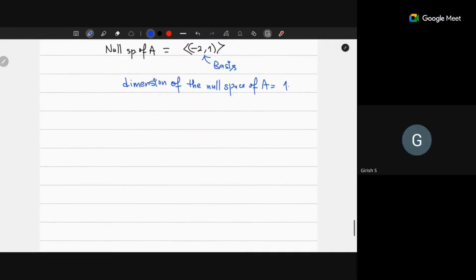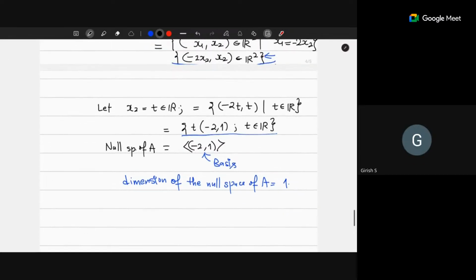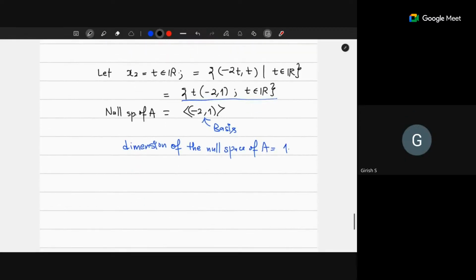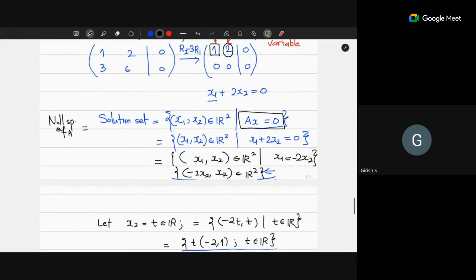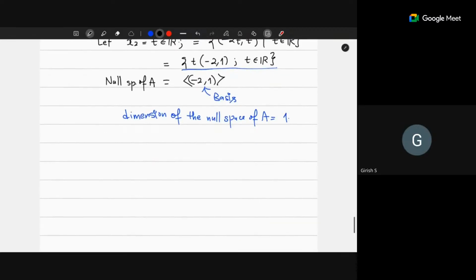Sir, can we say the dimension of the null space to be the number of independent variables which we obtained during the reduction? Yes. That is the dimension of the null space. So this is what we observed in this case. How many independent variables are there? There is only one independent variable. And how many dependent variables are there? One. So the number of independent variables in the row reduced form is called the dimension of the null space. So let me write it down.